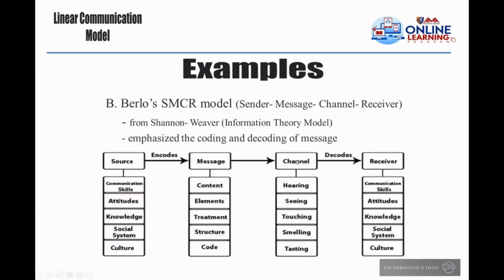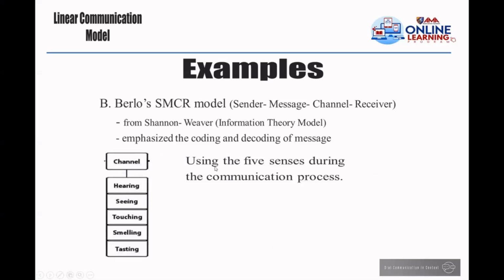Lastly, the channel. Let's talk about the channel. These are the use of the 5 senses during the communication process. Since the Berlo's SMCR model is more on the face-to-face interaction, linear communication model, this is applicable to the public communication and mass communication. Okay, for the channel: hearing, seeing, touching, smelling, and tasting.